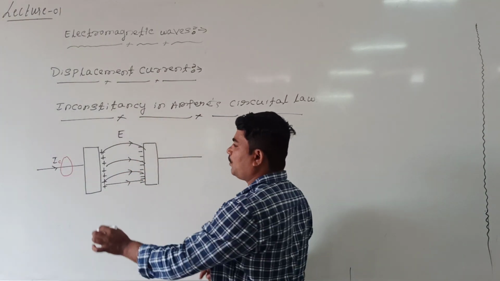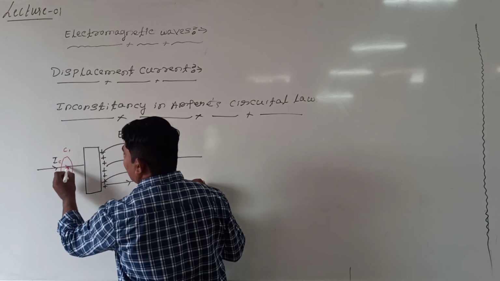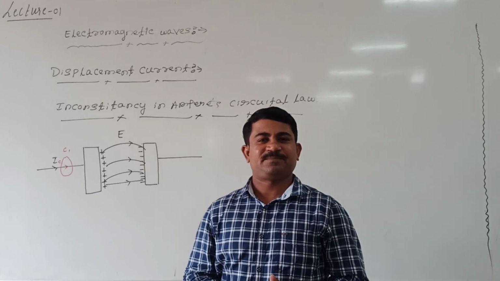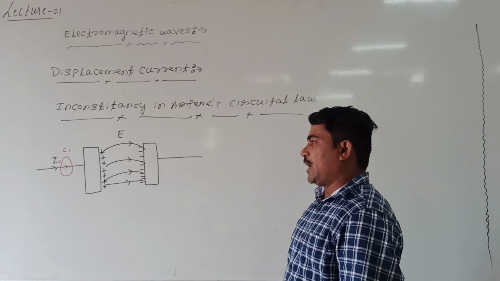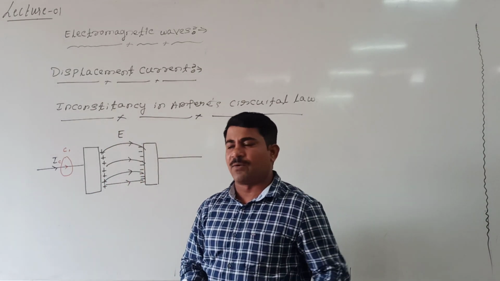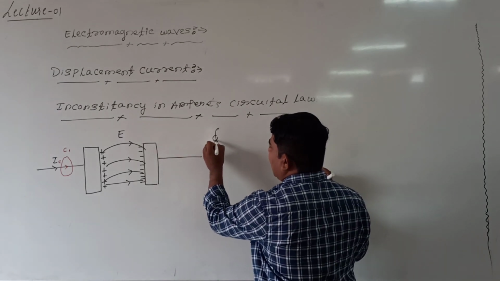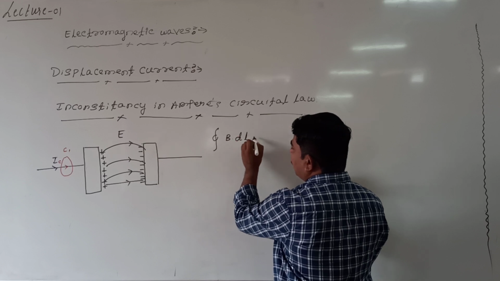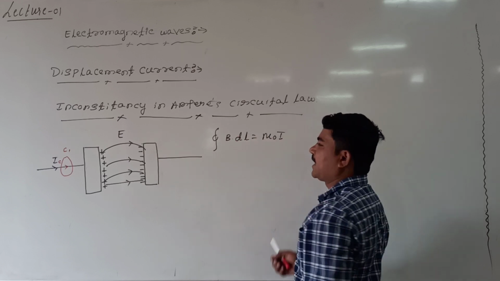This imaginary loop I can take, and call it C1. So how much current can flow? This much current can flow around this. Then look at it. According to Ampere's Circuit Law, wherever current flows, a magnetic field is produced. According to Ampere's Circuit Law, what can we take? The line integral of the magnetic field around a closed path is equal to mu naught times the current flowing in the closed path.